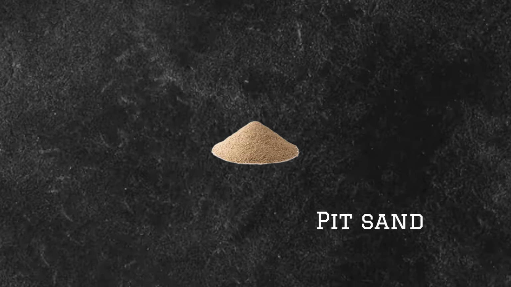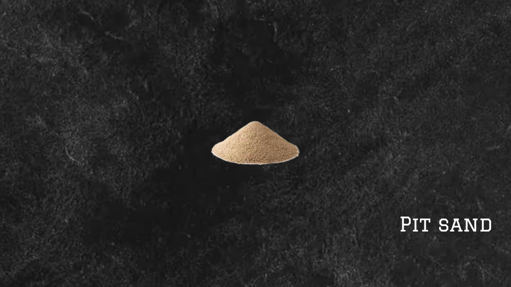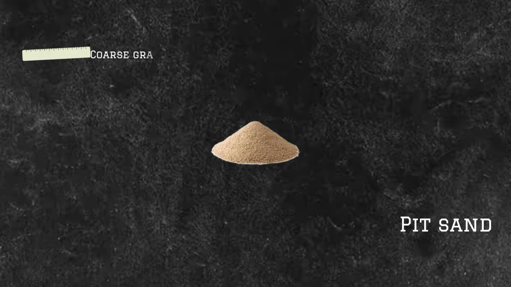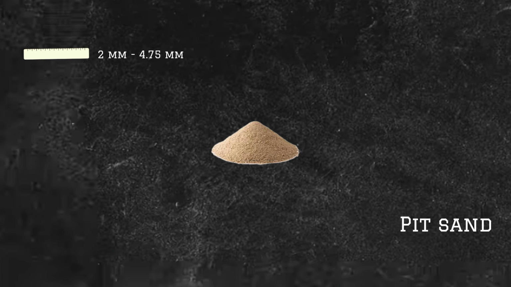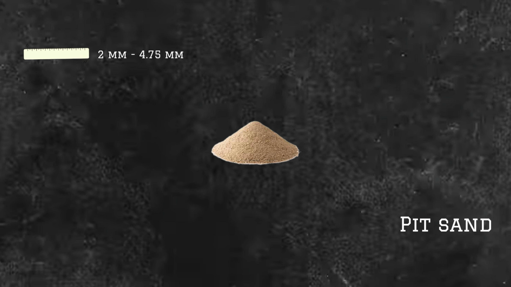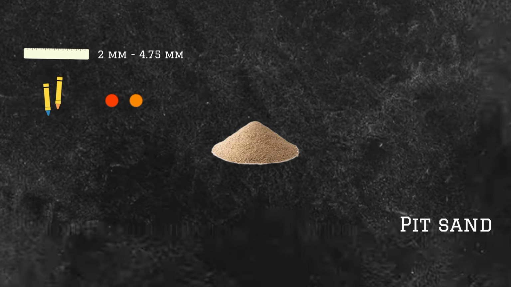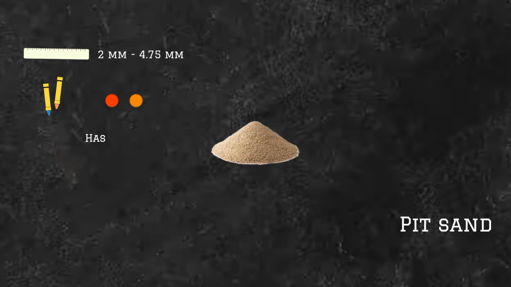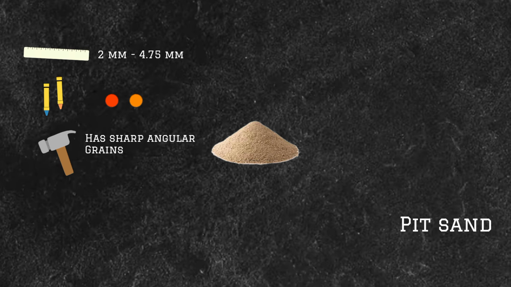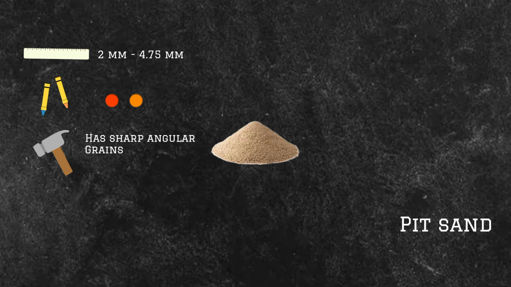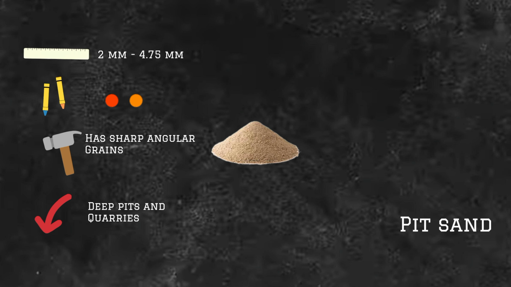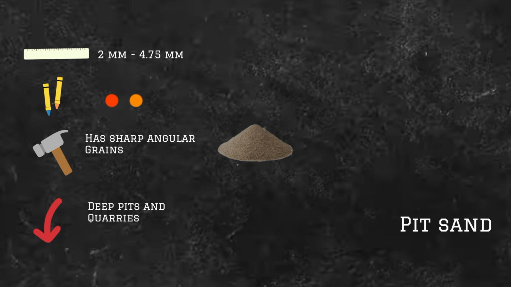Pit sand. Pit sand, also referred to as sharp sand, is characterized by its coarse grain size, usually ranging from 2 mm to 4.75 mm. It often exhibits a reddish-yellow or brownish-yellow coloration. Distinctively, it has sharp, angular grains and is quite porous, making it excellent for mortar and concrete. This type of sand is typically found in deep pits and quarries.